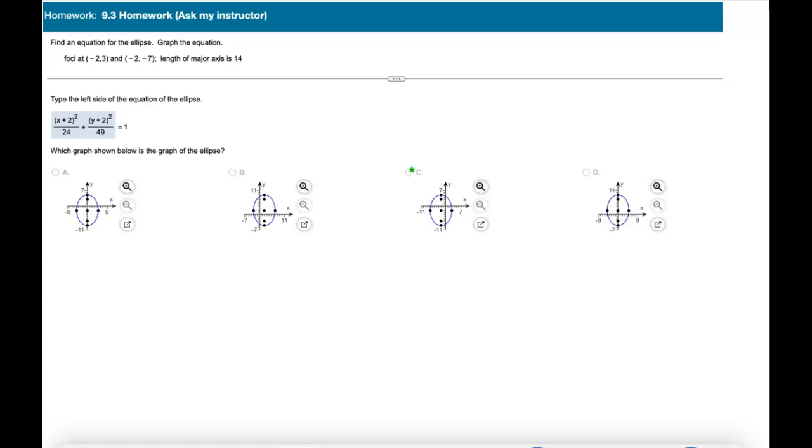Okay, in this problem, we're asked to write the equation for an ellipse and also graph it. So to begin with, our two foci are given, (-2, 3) and (-2, -7), and we're told the length of the major axis. Now, I'm kind of a visual person, so I'm going to want to make a sketch here. So let's just make a rough sketch. It's not anything too great, but I'm going to do it down here at the bottom.